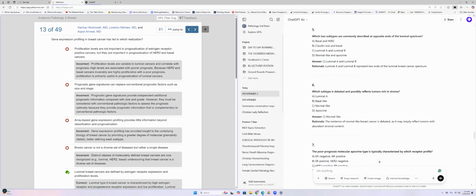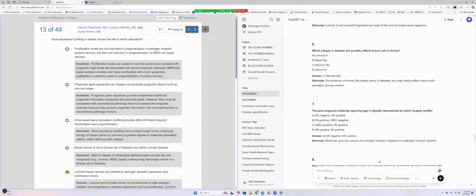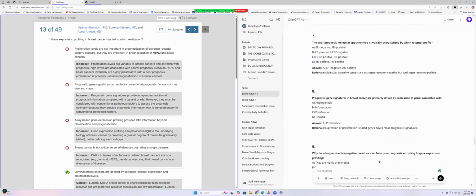Which subtype is debated and possibly reflects tumors rich in stroma? Normal-like, and that's due to what? Sampling. Yes, tumors rich in stroma. The sampling we take has so much normal stroma in between.